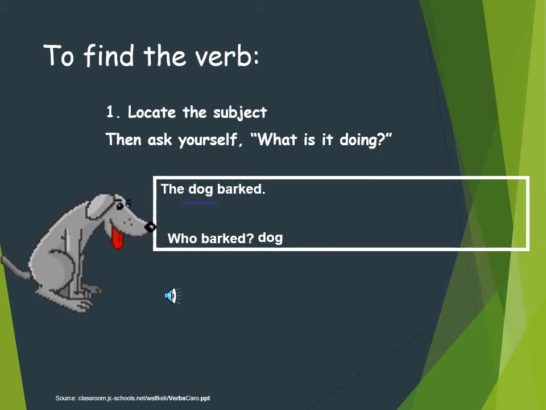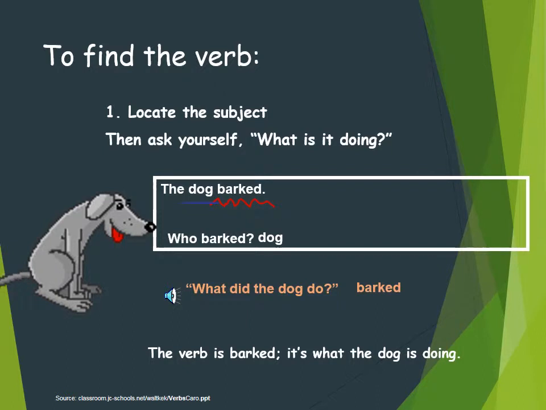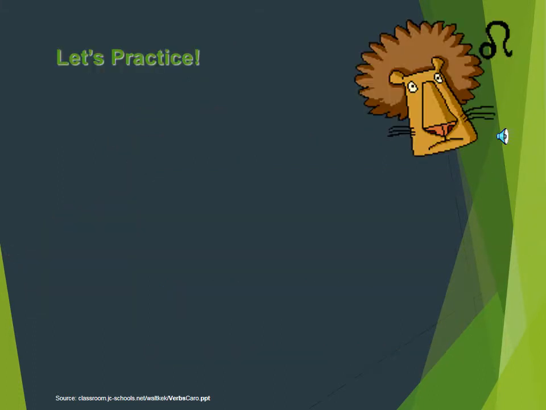So dog is the blue underlined part. What did the dog do? It barked. So again, that's our verb. So just by using this question, you can help narrow down what the actual verb is in a sentence. So the verb is barked and it's what the dog is doing. Good doggy.